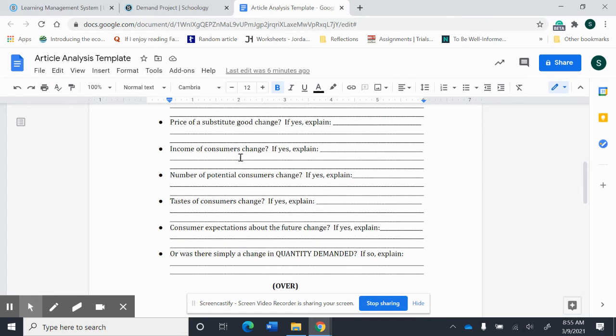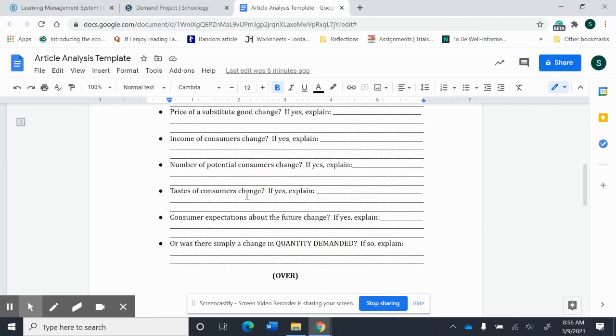All right, so consumers change. No longer is the Yeti cool. Number of potential consumers. People flood the market like they did in the wintertime because we haven't left our homes, right? So we don't need a device that cools and keeps things hot. Taste of consumers change. Again, that kind of fits the same thing.